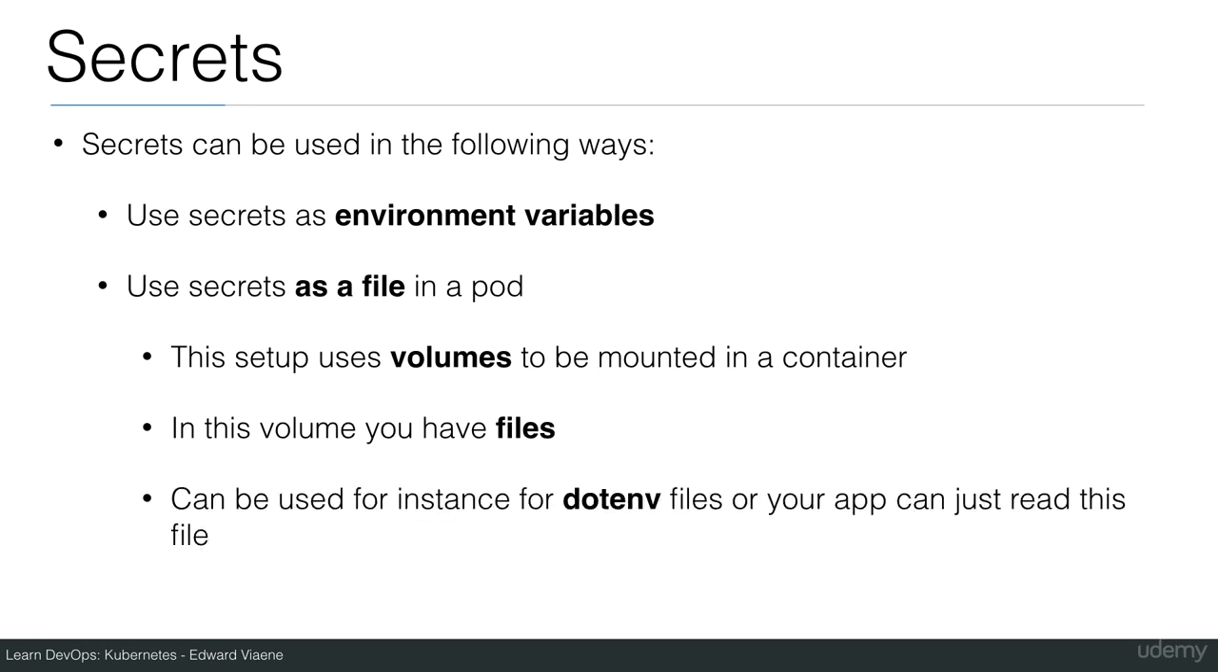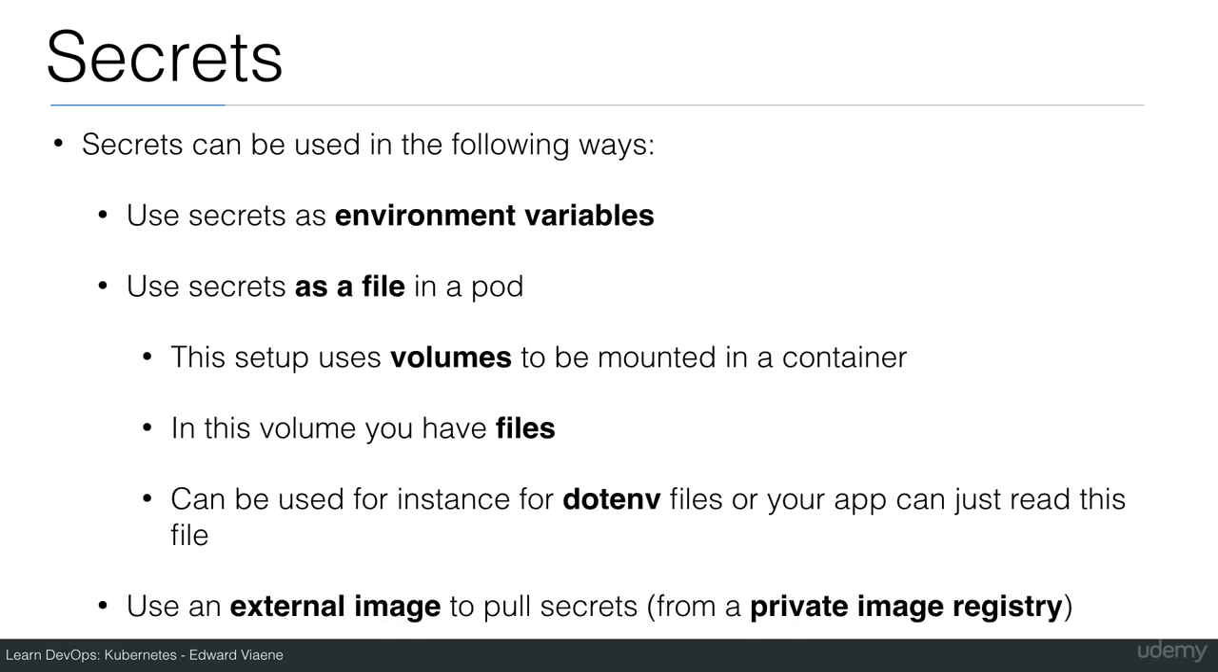It can be used, for instance, for .env files, if you are familiar with those, or your app can just read this file or these files. So in your app, you can just write some code that says you need to go and look in the specific directory for the secrets that you need, for instance, to connect to a database. You can also use an external image to pull the secrets. Obviously, from a private image registry, you cannot put your secrets in a public image registry. In that case, it would mean that you will have a second Docker image, and that image would be pulled, and your app would then read the data that contains the secrets from that image.